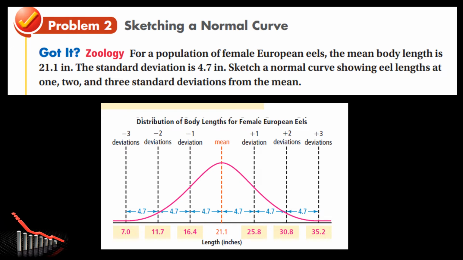And if I asked what percentage of female eels have a length between 16.4 and 25.8 inches, would you know what to say? Well, hopefully you realize that that would be 68%, because that's within one standard deviation of the mean. And that's the rule for the normal distribution.